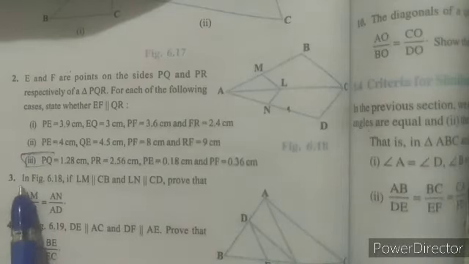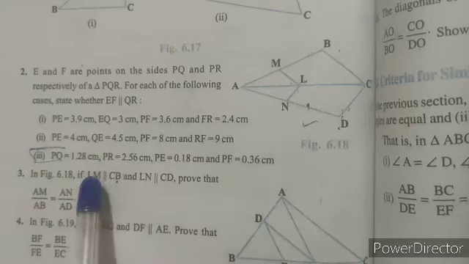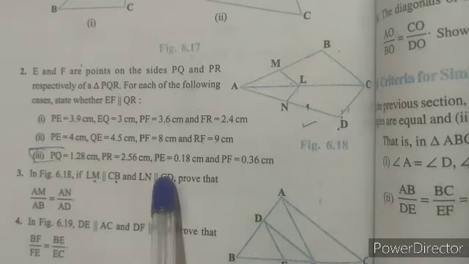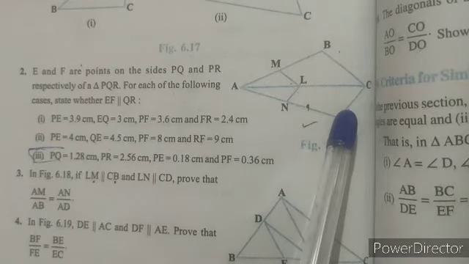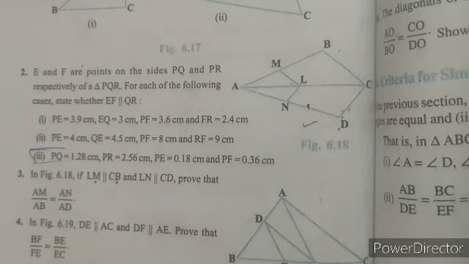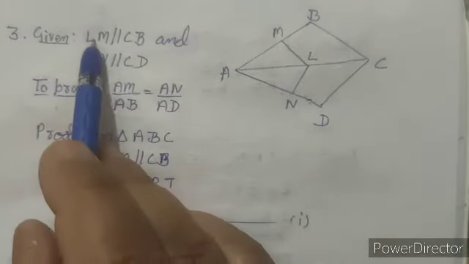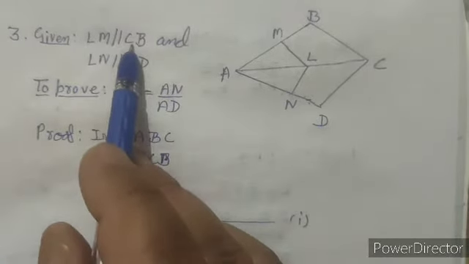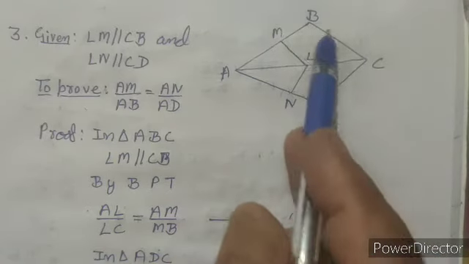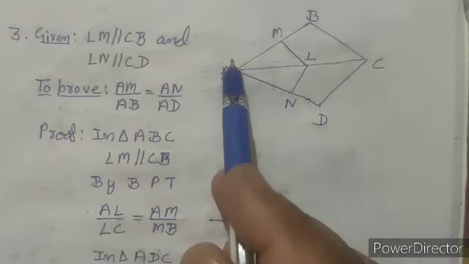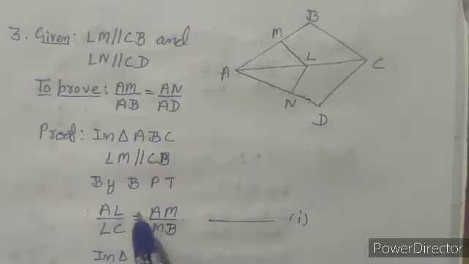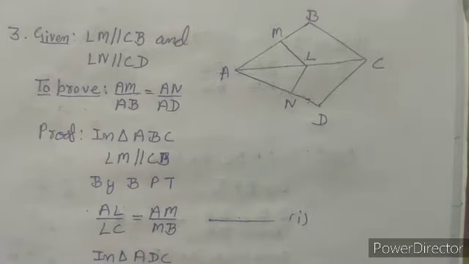In third question, LM is parallel to CB and LN is parallel to CD. We have to prove that AM upon AB equal to AN upon AD. As LM is parallel to CB, in triangle ABC by BPT we can say AL upon LC is equal to AM upon MB. Now this is our equation first.